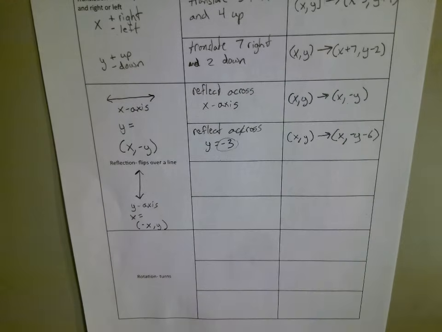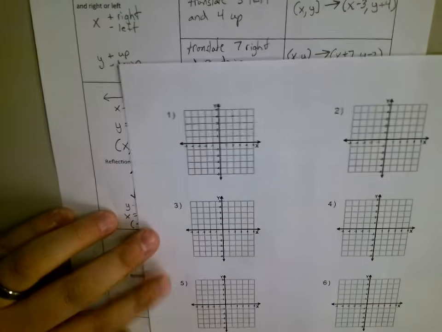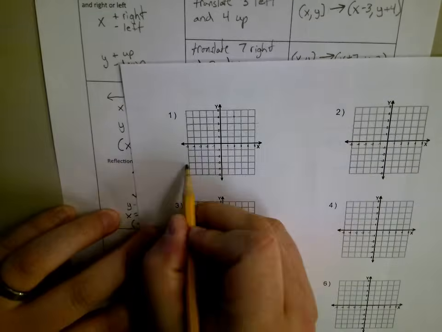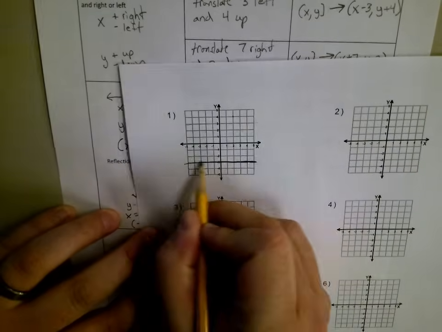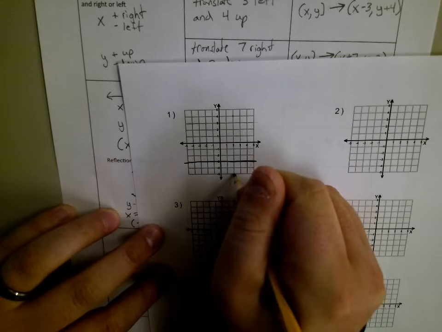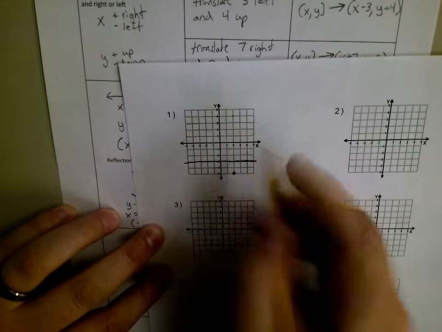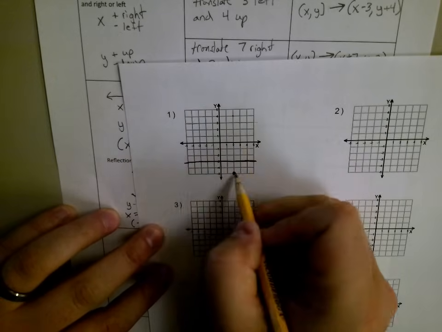And I'll show you guys why this works. So I'll graph right here, y equals -3. And then I'm going to take my point, and let's just say it's right here. So that point is 1, 2, and -5.